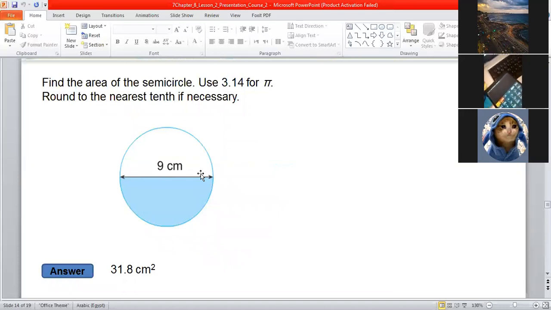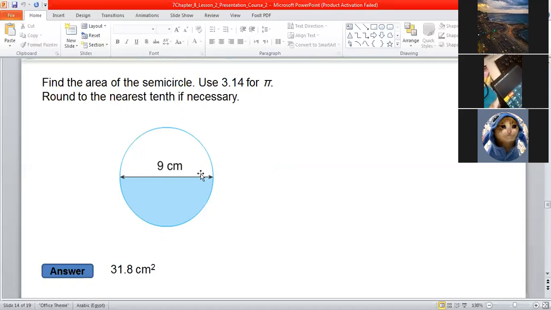So the radius here, Muhammad, in this example is equal to 4.5. I don't need the whole circle, right? I need half of the circle. So the rule is equal what, Muhammad? Half pi r squared, right? Again, the area of the semicircle is equal what, Muhammad? Half pi r squared. Speak up.